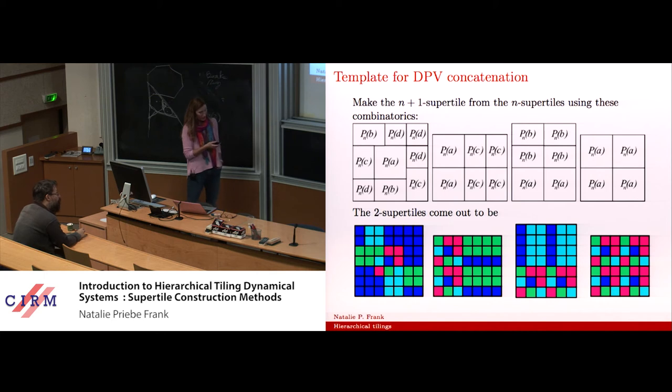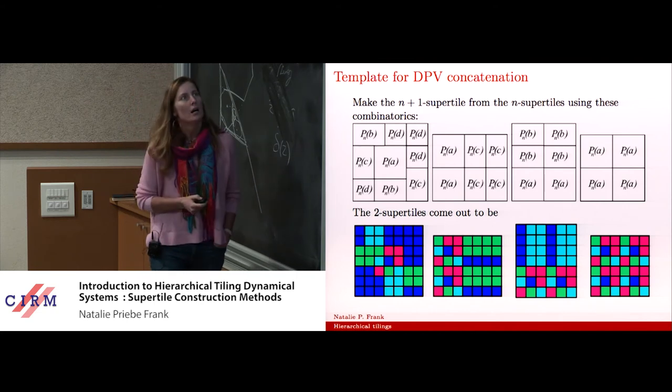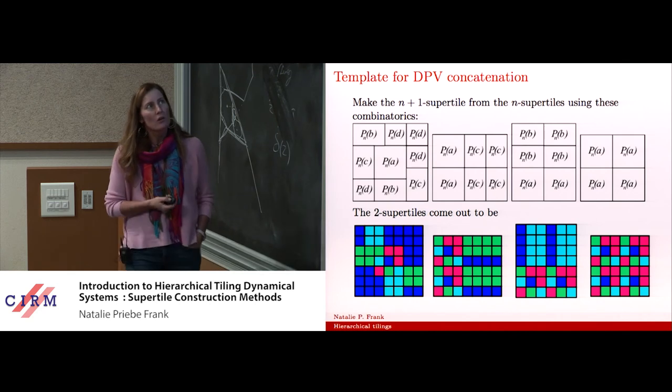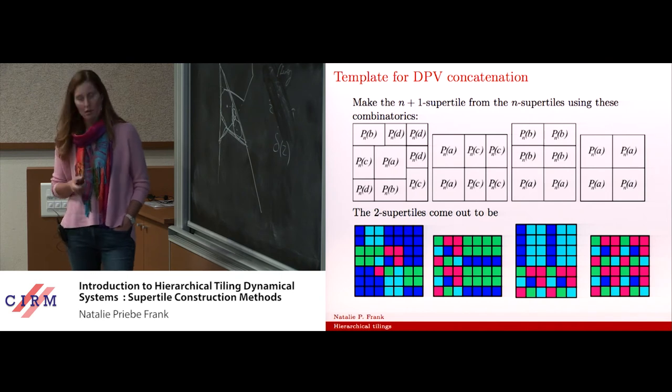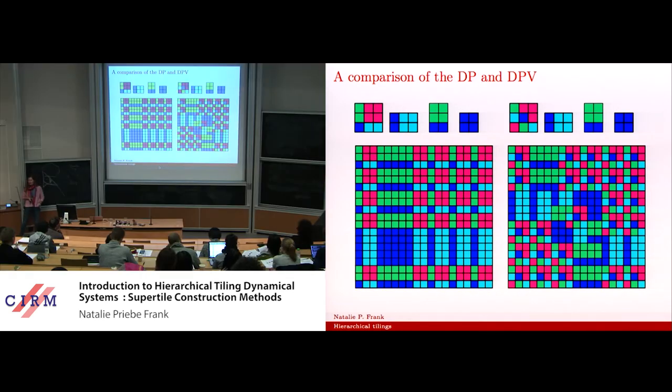So maybe point your eyeballs at this big A super tile in the middle. You can see it right here. This is where I did the little flip, right in that little area. And so even though I left three of them the same, this looks pretty different than the other one. And I think in my next slide, I've got a compare and contrast between the DP and the DPV.